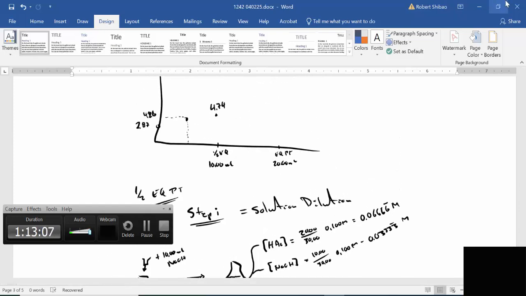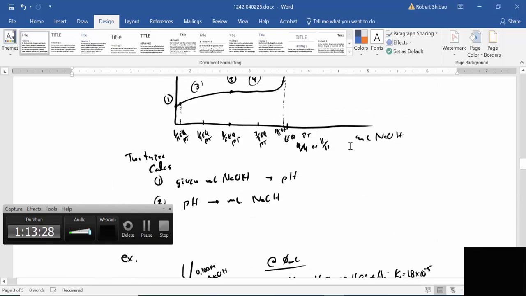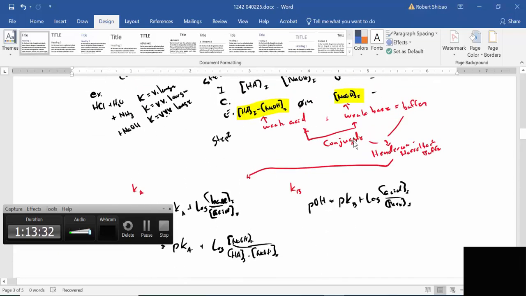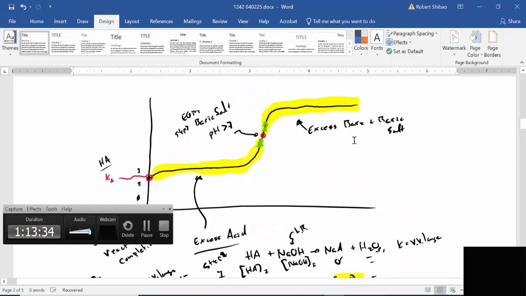Okay, so we're starting to map out the titration curve here. I start off at 287, I jump up to 426 here, and then I jump up again to 474. But what I'm going to do is I want to get some more points in here. And so this is the long way of doing it. And we have another name for this region of the curve. I called this region the excess acid region.